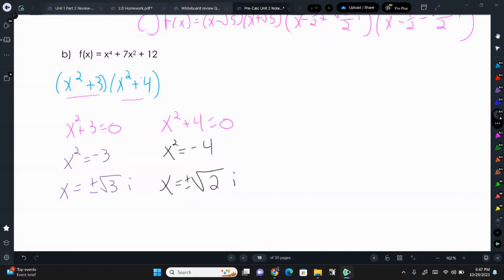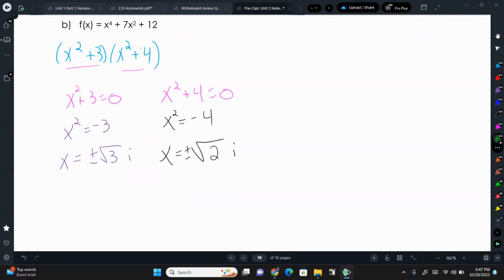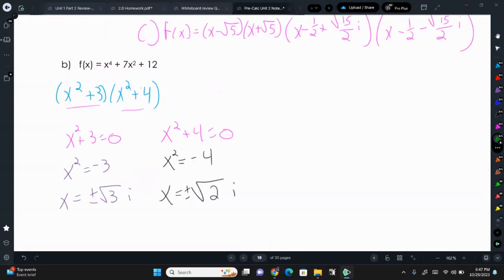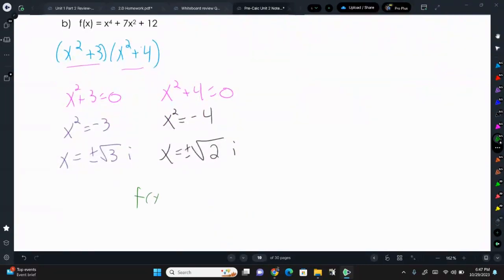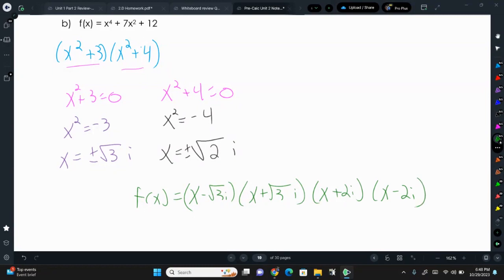So if you were asked to write this in completely factored form, I know I said we're not going to do each smaller step, but I do want to make sure we know what the factored form would look like. Completely factored form would be x minus the square root of 3 i, x plus the square root of 3 i. Oops, the i needs to be outside the radical. Then x plus 2i, x minus 2i. So that's completely factored form.